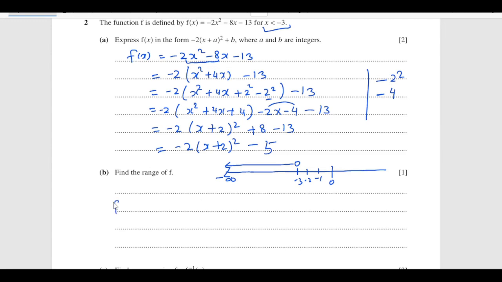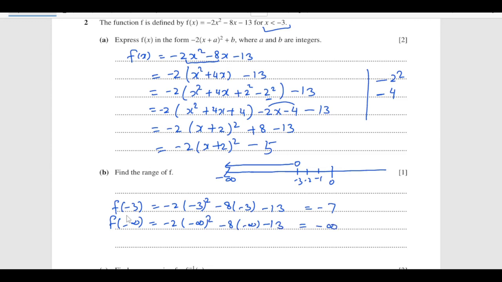So for f(-3), substituting the values into f(x), we get -2 times 3 squared minus 8 times (-3) minus 13. When you calculate this, it comes out to be -7. And as x goes to -infinity, the function goes this way, so it is not going to change that value. So -infinity squared minus 8 times minus infinity minus 13 obviously becomes -infinity. So this covers everything up to -7.